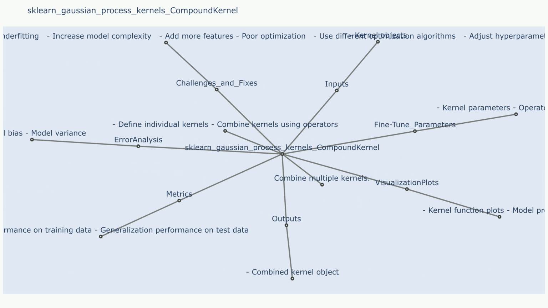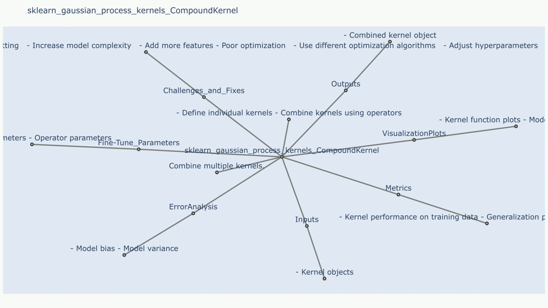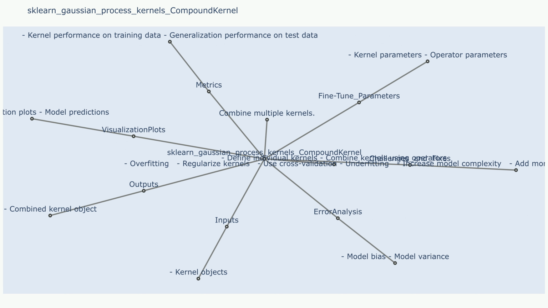Challenges and fixes. Challenge 1. Overfitting to the training data. If the compound kernel is too complex or has too many parameters, the model may overfit to the training data, leading to poor performance on unseen data. Sample use case that resulted in Challenge 1: a model with a complex compound kernel containing many different kernel components and a large number of parameters was trained on a small dataset. The model was able to achieve very low error on the training data but performed poorly on the test data.